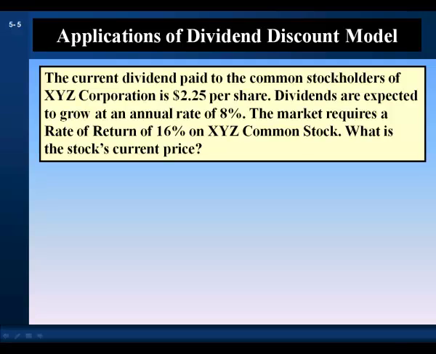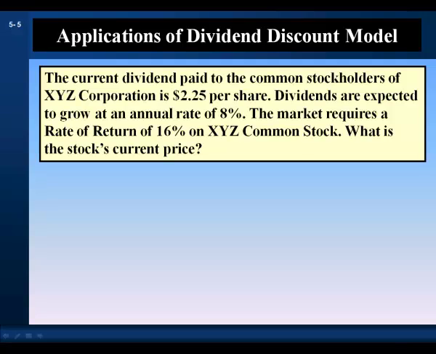The current dividend paid to the common stockholders of XYZ Corporation is $2.25 per share. Dividends are expected to grow at an annual rate of 8%. The market requires a rate of return of 16% on XYZ common stock. What is the stock's current price?